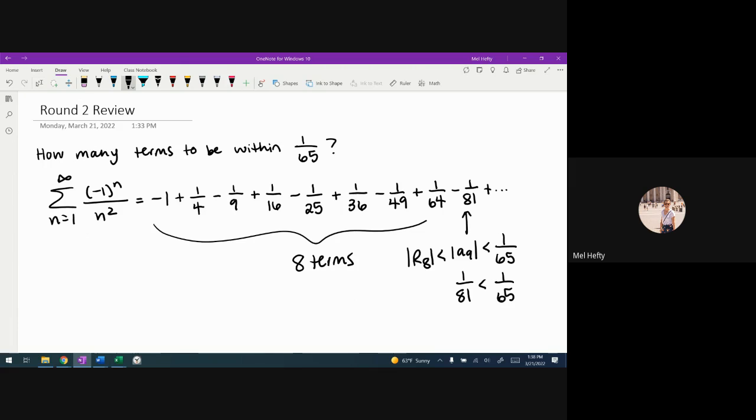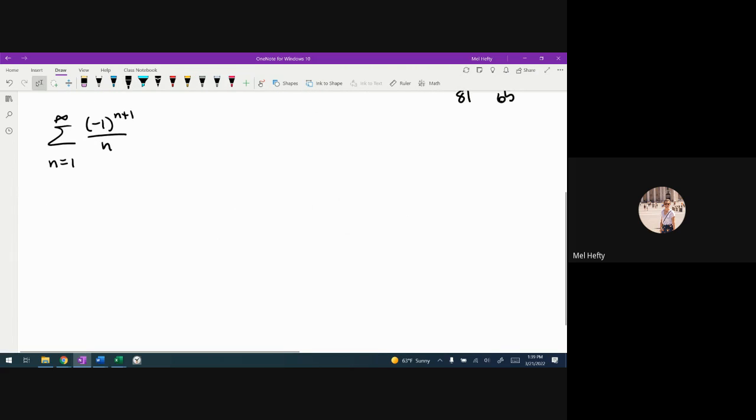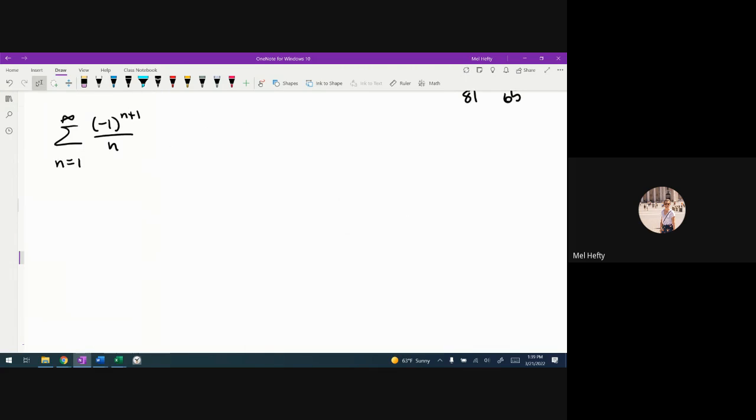All right. So the other error-bound question asked you for, I made a boring one. Alternating harmonic. Yeah. So this is in the Unit 8 folder on OneNote. If you are not a OneNoter and you want it, I can print it out and post it on Schoology as well. How do you know if alternating harmonic always converges?